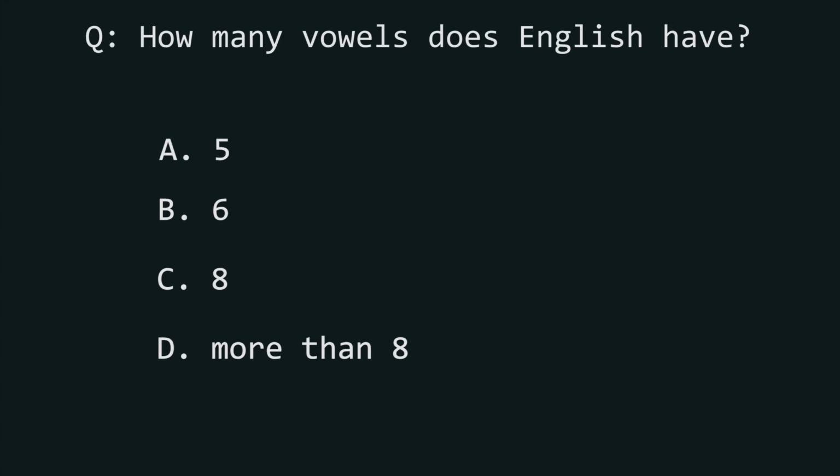I'd like to start this section with a pop quiz. How many vowels are there in English? The correct answer is D, more than 8. I think this kind of answer can be a little bit surprising because we tend to think of English in terms of the alphabet, which has 6 vowels. But take a look at this.